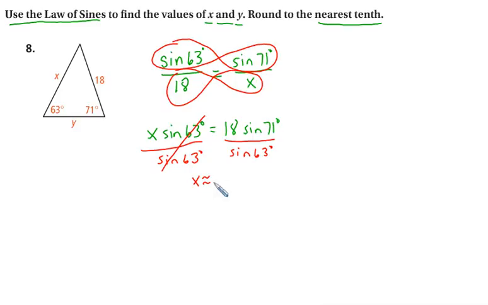Okay, I'll give you just a minute to put that in your calculator. Remember, when you put in 18 sine of 71, it's going to open parentheses there in front of 71. Close them, so it will compute that, and then divide by sine of 63, and you should get 19.1.